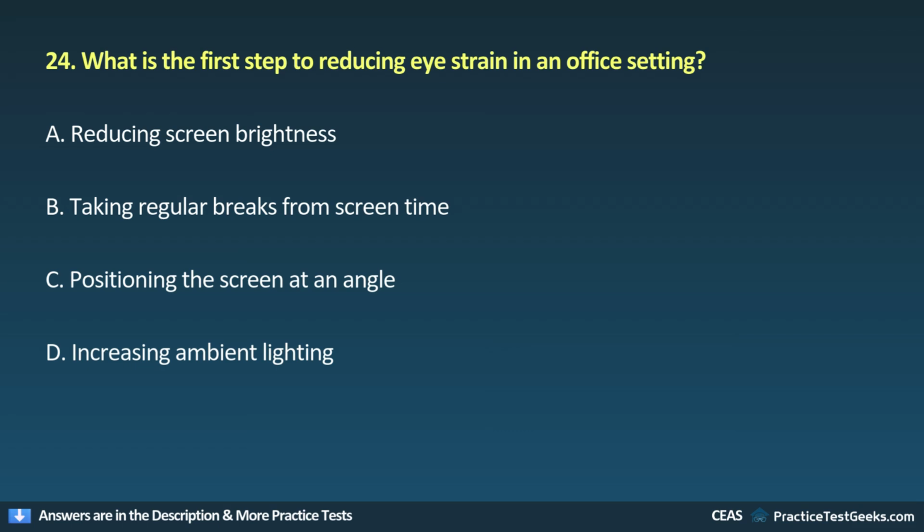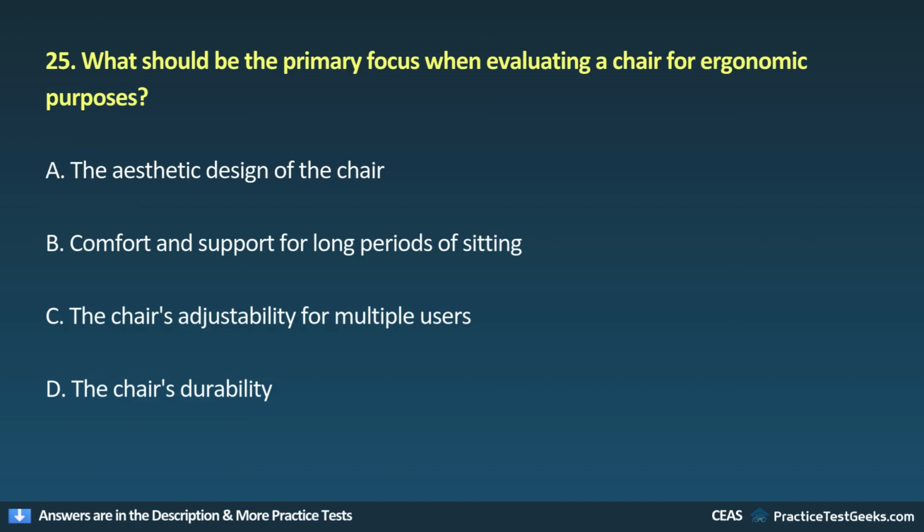24. What is the first step to reducing eye strain in an office setting? A. Reducing screen brightness. B. Taking regular breaks from screen time. C. Positioning the screen at an angle. D. Increasing ambient lighting.